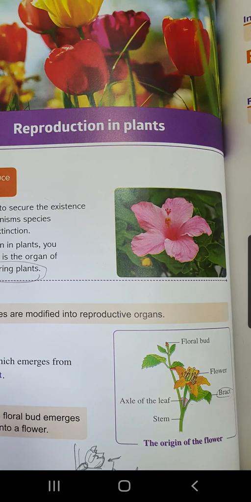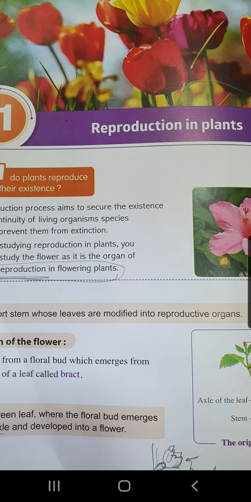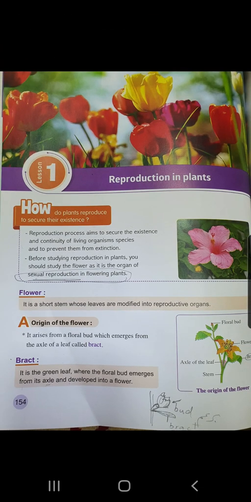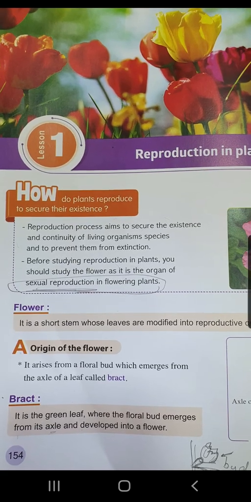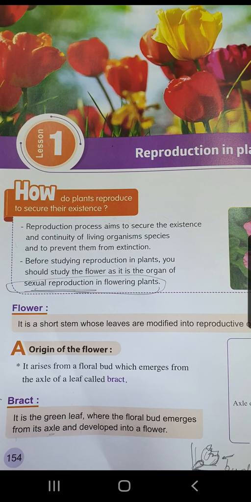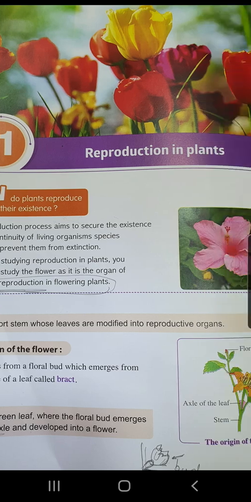Then the flower grows, making a special and very nice shape. The origin of the flower: it arises from a floral bud, which emerges from the axil of the leaf called the bract. The bract is the green leaf where the floral bud emerges from its axil and develops into a flower.